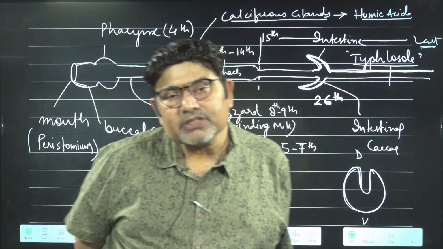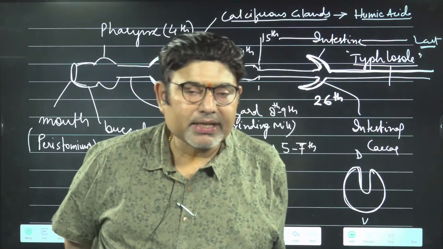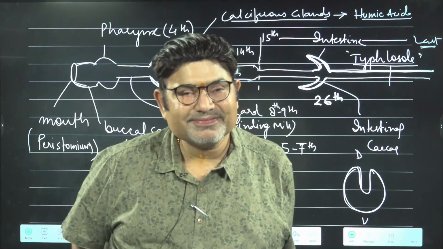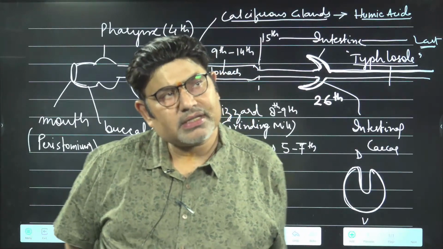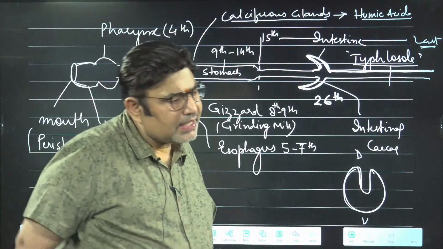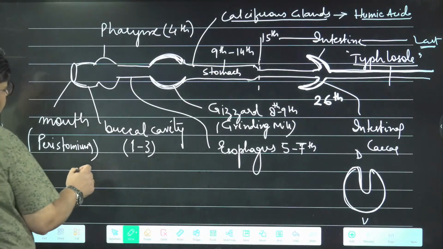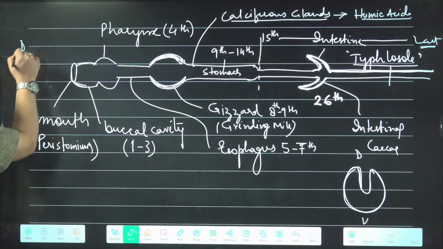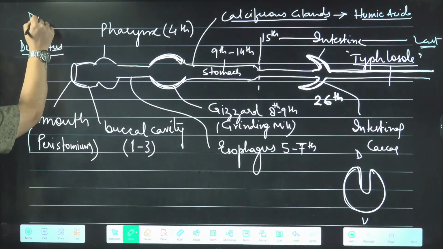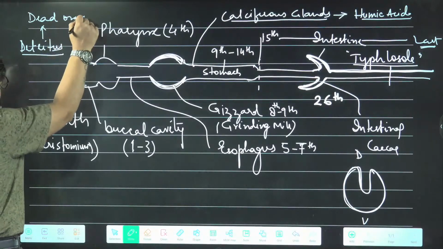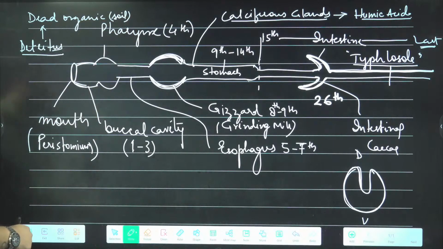Okay, what is the pH of detritus? Detritus pH is a little acidic. Even the humus pH is a little acidic. Detritus also has humic acid and is also a little acidic. This is the alimentary canal, and the food, you know, they are detritivorous, and detritus is dead organic matter present in the soil.